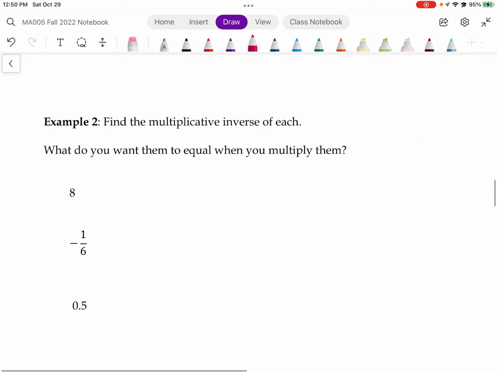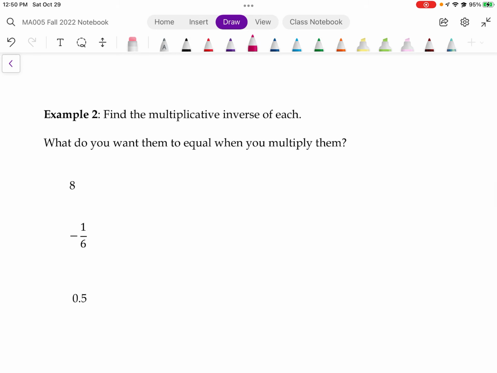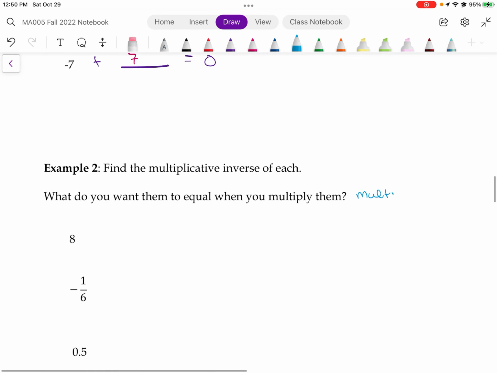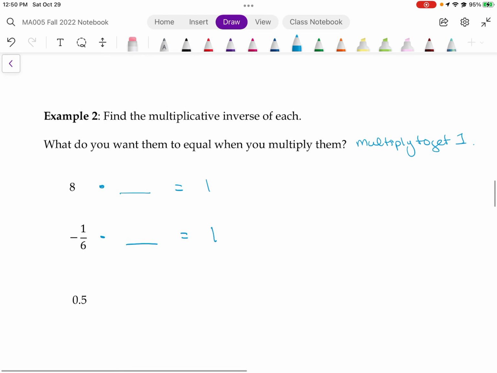All right, so now we're going to find the multiplicative inverse of these. So what do we want them to equal when we multiply? We added to get 0 up here. We're going to multiply to get 1. So what do we multiply 8 by to get 1? What do we multiply -1/6 by to get 1? What do we multiply 0.5 by to get 1? So pause the video and see if you can answer those.